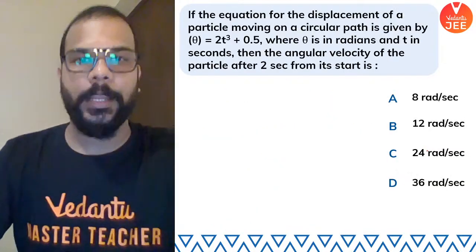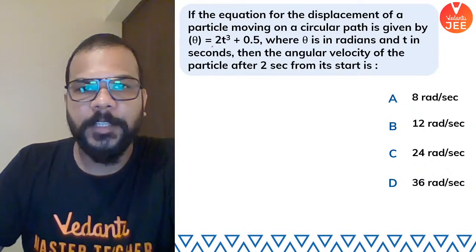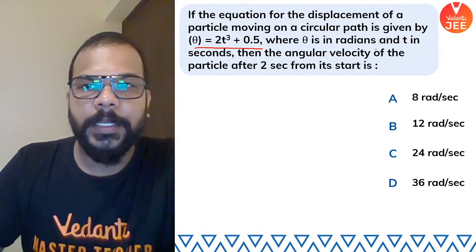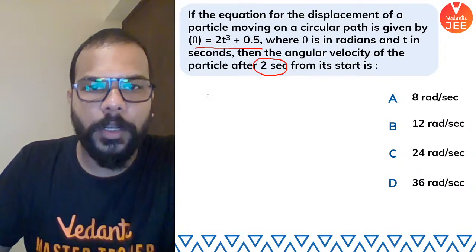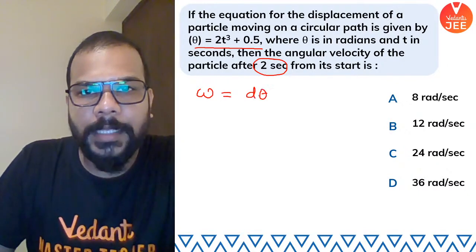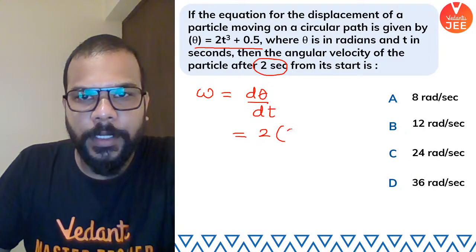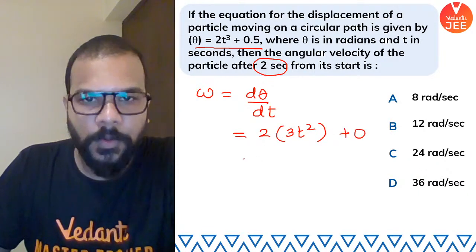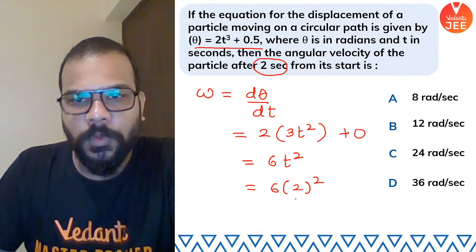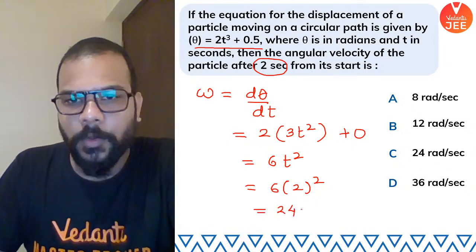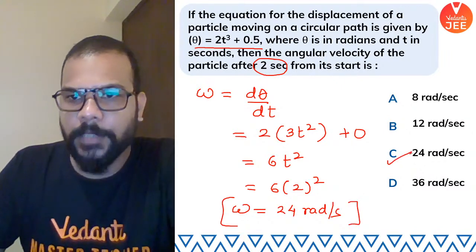Keep it up. Okay, now this one from non-uniformly accelerated motion. It says that the angular displacement is given by this equation. If theta is in radians and t is in seconds, then what will the angular velocity be after 2 seconds from start? So omega will be found as d theta by dt, rate of change of displacement. That comes out to be 2 into 3t square plus 0, or simply 6t square. I'll put the value of t as 2. So that comes out to be 6 4s are 24 radians per second. I get the answer as option C.